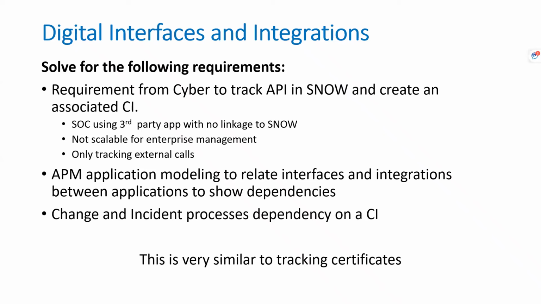And then, as you can imagine, from a change and incident process perspective, there is a dependency on those CIs. When we don't have CIs for certs and we don't have CIs for APIs, it makes it very difficult to track. Other CIs are being selected because there's no direct CI to link it to. So that's another thing we're trying to solve for. Any questions about any of that?